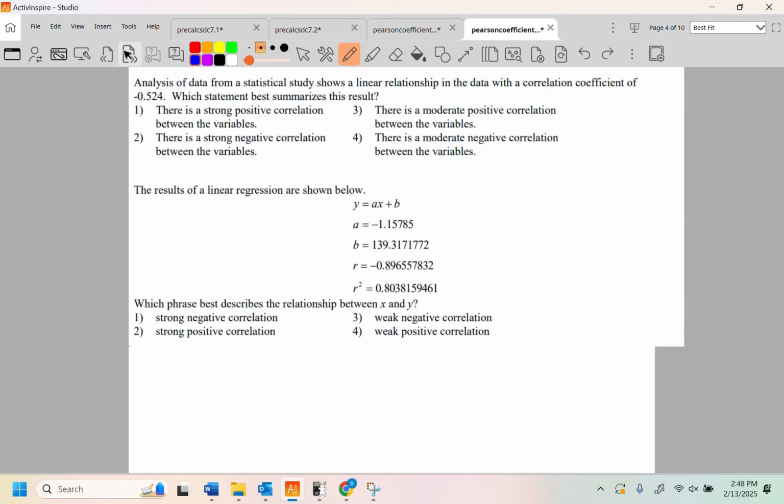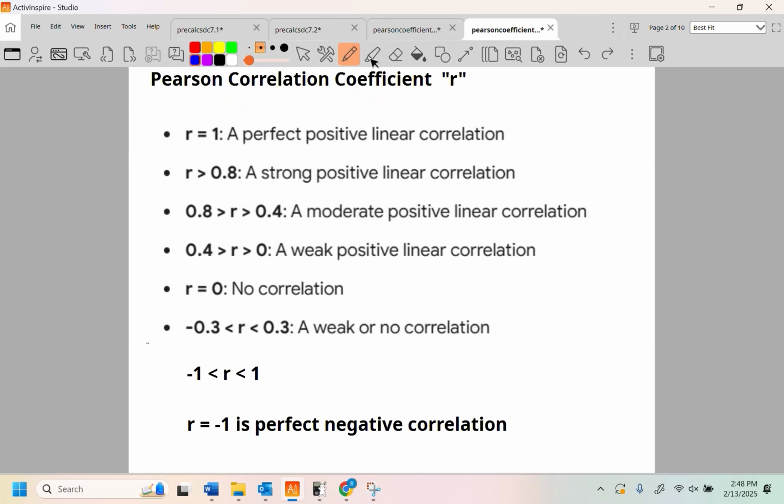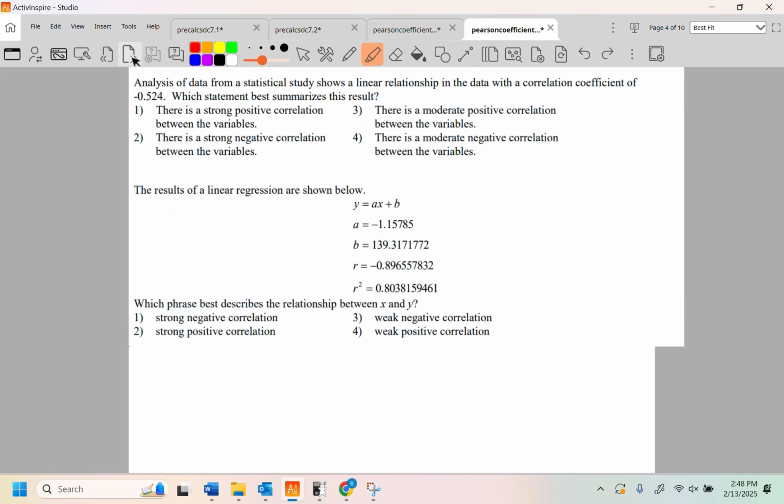All right, moving forward. Analysis of data from a statistical study shows a linear relationship in the data with a correlation coefficient of -0.524. Scan back here. You'll see that that is in the range of being moderate. And you know, I'm a math teacher, so I'm saying memorize this right now because that's how it works. It's funny how we're like that. But that is not strong. So anything with a strong is gone. It's got to be one of these moderates that I'm looking at. And it is negative. Do you see the negative symbol? Because you can read at a 3rd grade level.